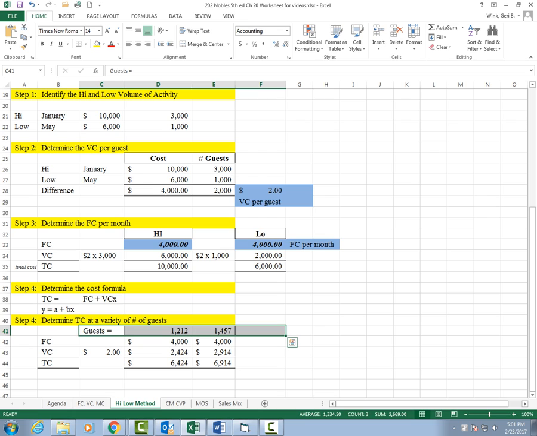So I'm going to take my guests, I'm going to come up with 1,212 guests. How much is my total cost going to be that month? So I can do a little planning. Well, I know my fixed cost is $4,000 per month within my relevant range. My variable cost is $2 times 1,212 guests, which is $2,424. So add the two together and my total cost is $6,424. If I want to figure out the total cost if I have 1,457 guests, it's the 4,000 plus $2 times 1,457 is $2,914 for a total cost of $6,914. So you can do this sensitivity analysis on any level of guests you have.